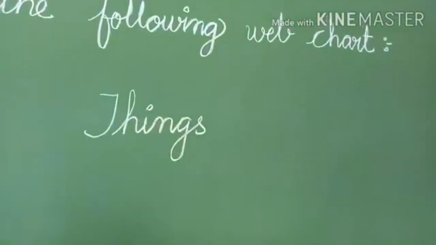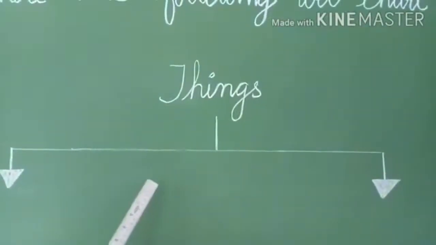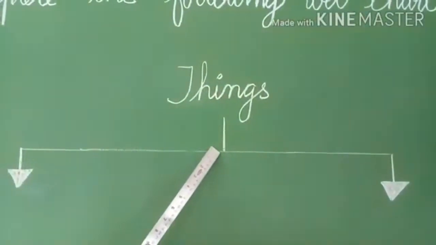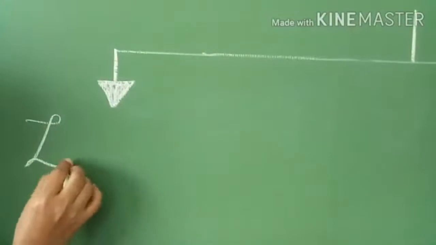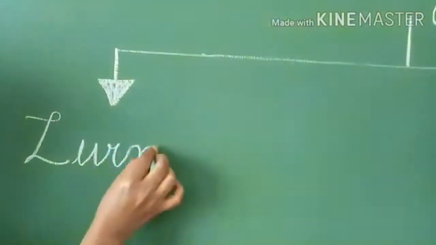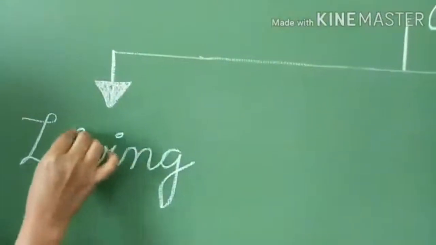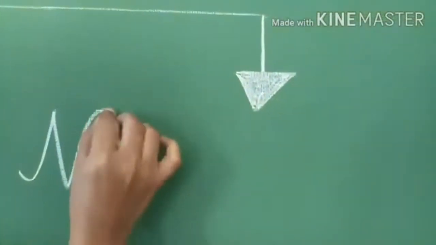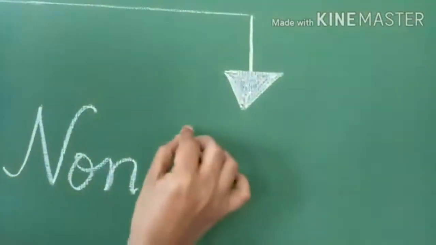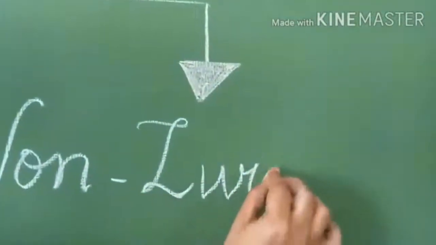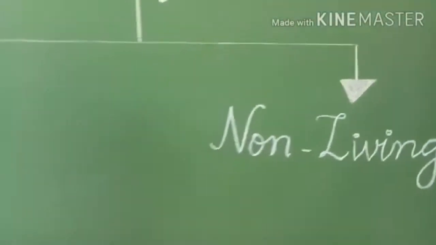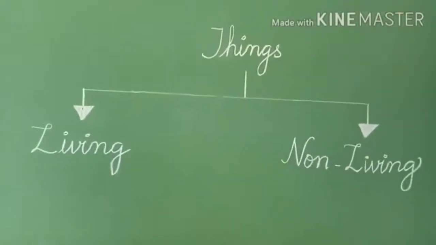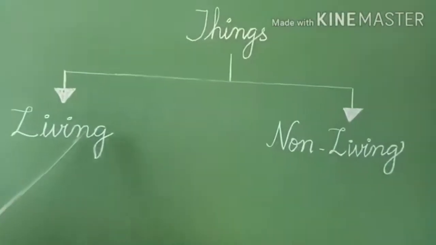THINGS, things. Children, draw a line like this. Living, LIVING, living. Next, non-living, NON-LIVING, living, non-living. So, living and non-living things.